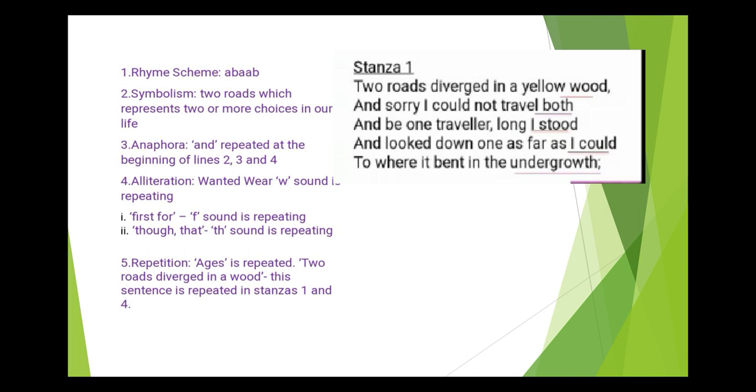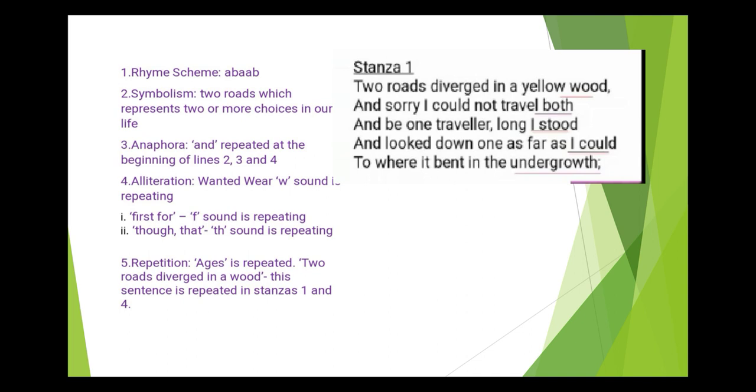Now, you can see on the right side of the screen, the first stanza of the poem is typed. What we will do for checking out the rhyming scheme is we will just look into the last word in each line and see whether they rhyme with each other. So, two roads diverged in a yellow wood. We put an A there. And sorry, I could not travel both. Now both and wood do not tally, do not rhyme. So we put a B there.